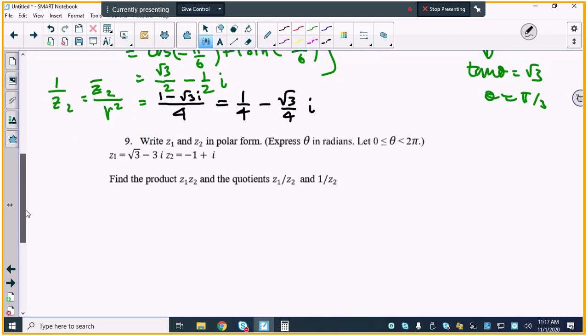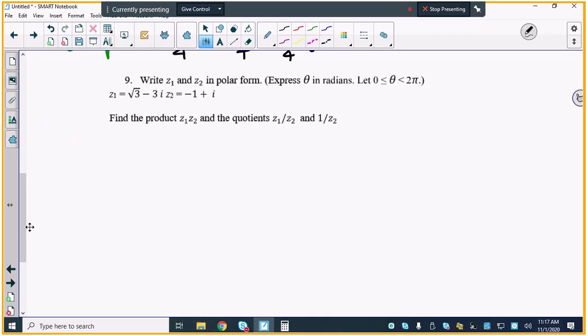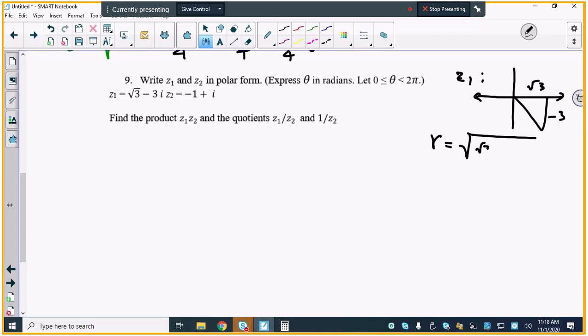So the next one is complex numbers square root of 3 minus 3i. As usual, I'm going to do the work for z1 first. The x is positive, y is negative, so we're in the fourth quadrant. x is square root of 3, y is minus 3. So r is going to be square root of 3 squared plus negative 3 squared, which is 3 plus 9, and that's square root of 12, which is 2 square root of 3.